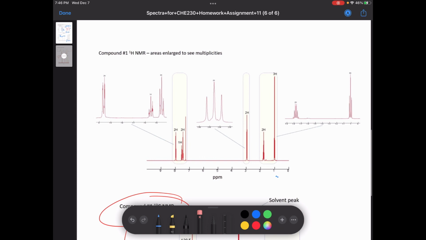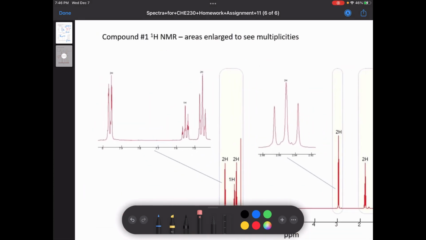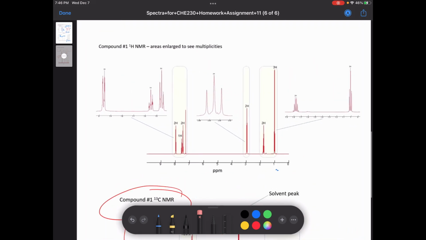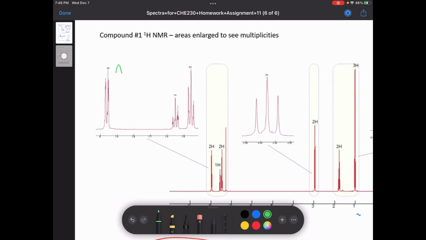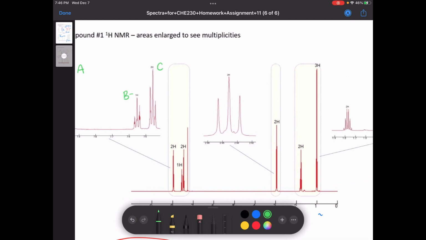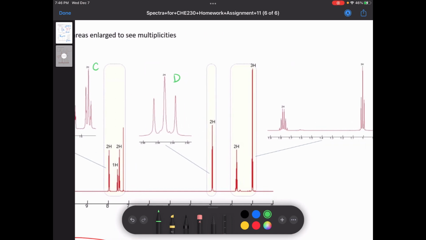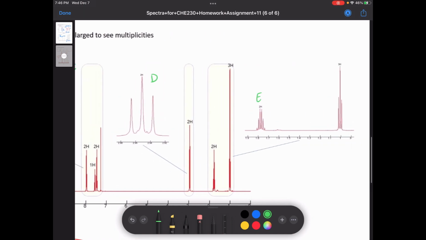Next, I'm going to come down. I'm going to look at the HNMR. And what I'm going to do for this is, we have 5 signals, right? I'm going to label them all different letters, because we're going to need to keep them separated, because there's a lot of information associated with each one. So this is going to be A. This guy's going to be B, C, D, E, and F.